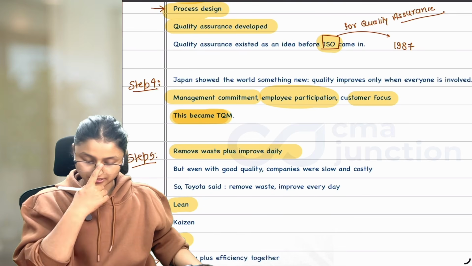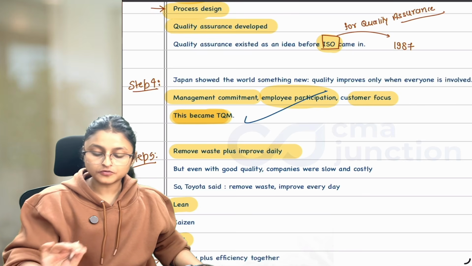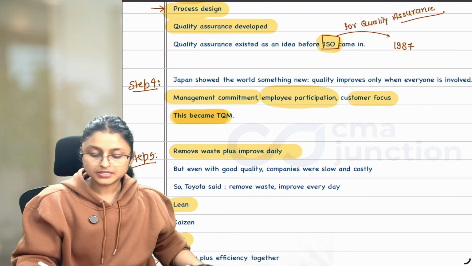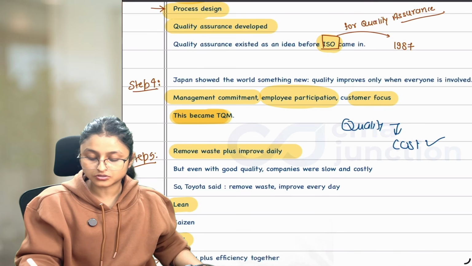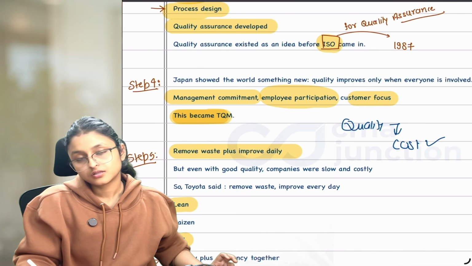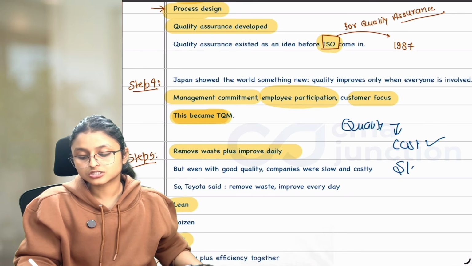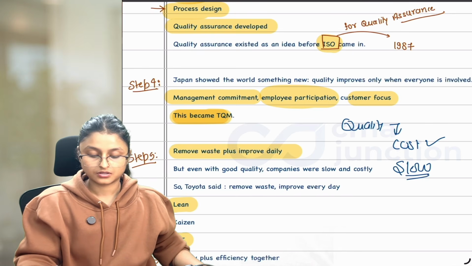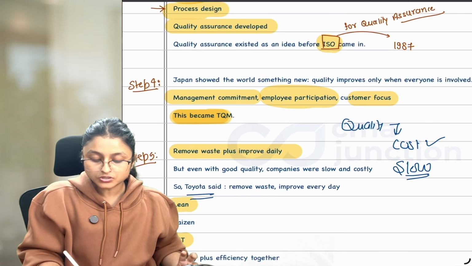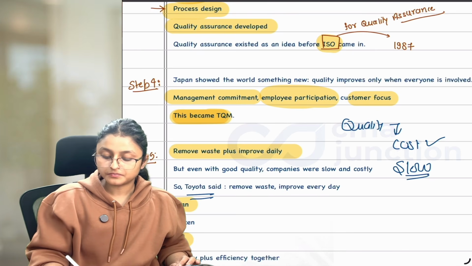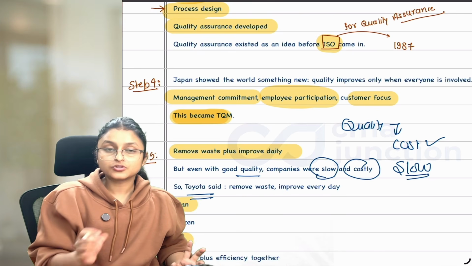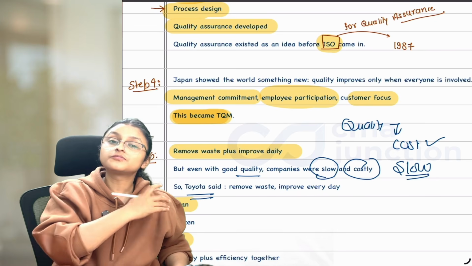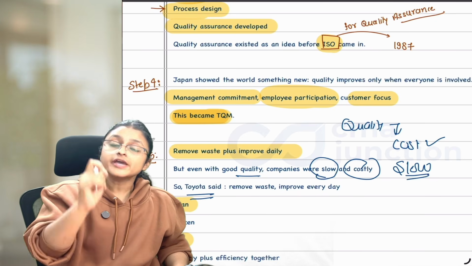Now after this, we improved our quality, right? But now think about it, quality is improved, but organizations now also have a lot of cost. The things happening in the organization are slow now. So what Toyota thought was that even with good quality, companies are slow and costly. So they decided that they will remove waste and improve every day.